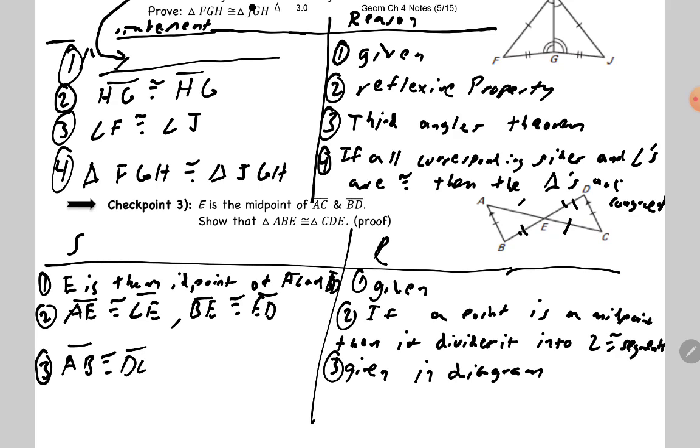Okay. So what else is given in the diagram? They tell us that AB is parallel to DC. That's what that arrowhead means. If those two lines are parallel, I can say angle BAE is congruent to angle DCE. So BAE is congruent to DCE.